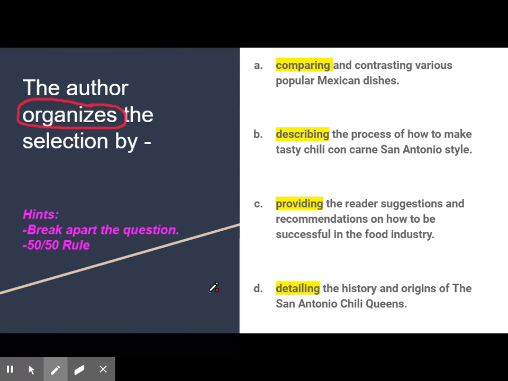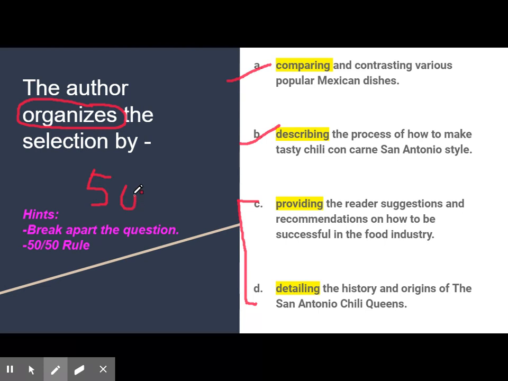Now, straight off the bat, as I was going through the answer choices, I was able to eliminate at least one answer choice. I'm going to go ahead and eliminate answer choice B, because in this article, nowhere does it describe how to make chili con carne. The next answer choice I'm going to eliminate is comparing and contrasting various popular Mexican dishes, answer choice A. The passage is clearly not a compare and contrast passage. So all you have to do next is examine the last two answer choices, which is considered your 50-50.